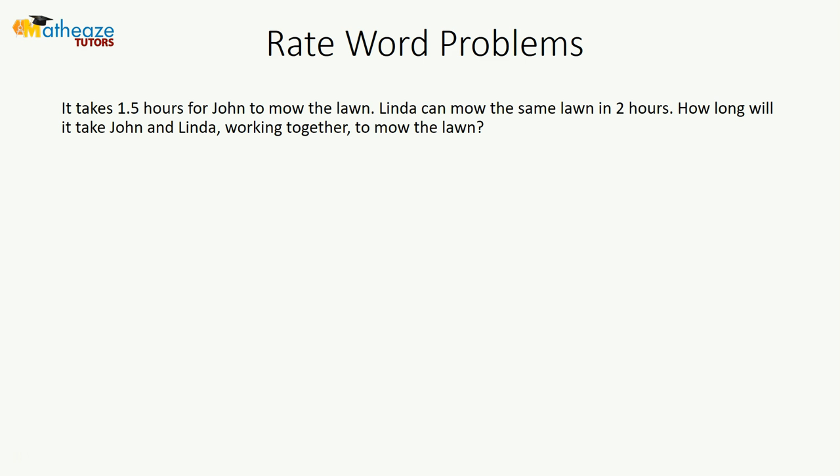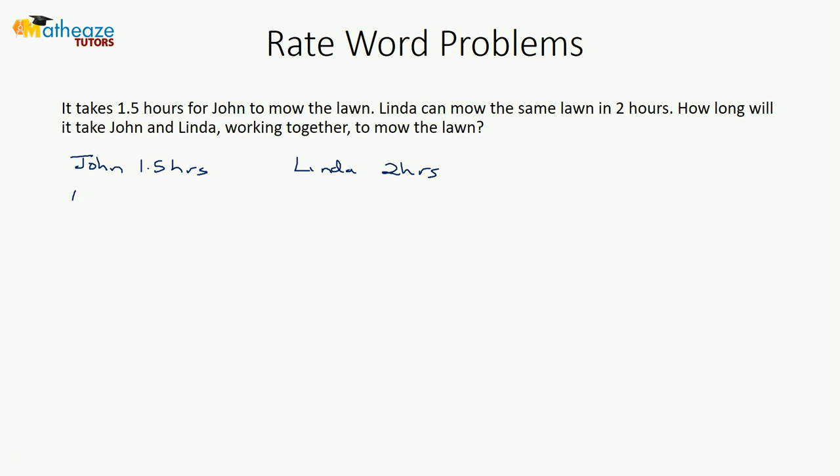So for John, it's 1.5 hours for the lawn. For Linda, it's 2 hours. So the first thing we're going to do is find John's rate of work. How much of it can he do in 1 hour?